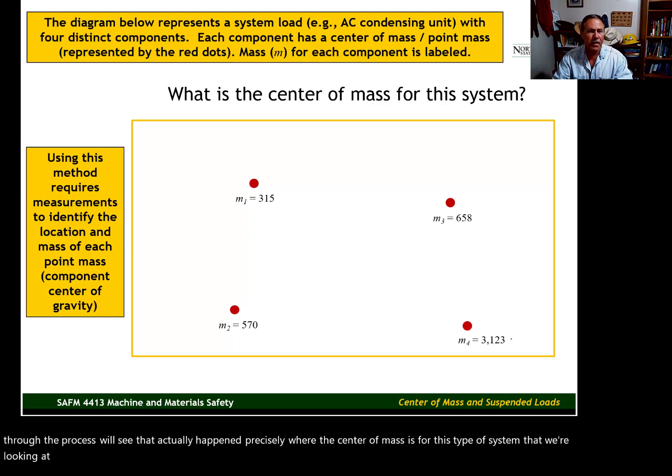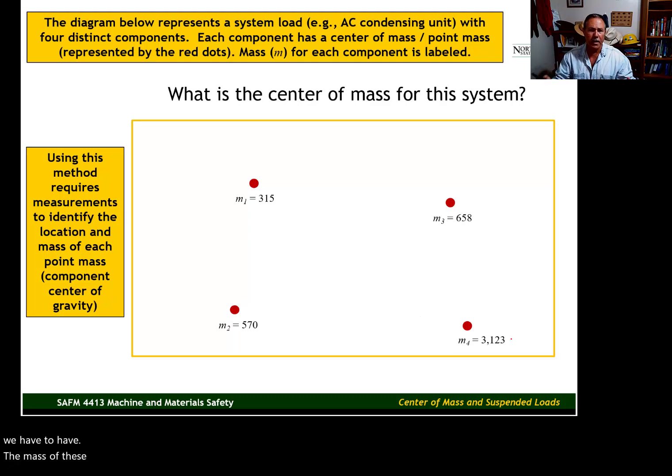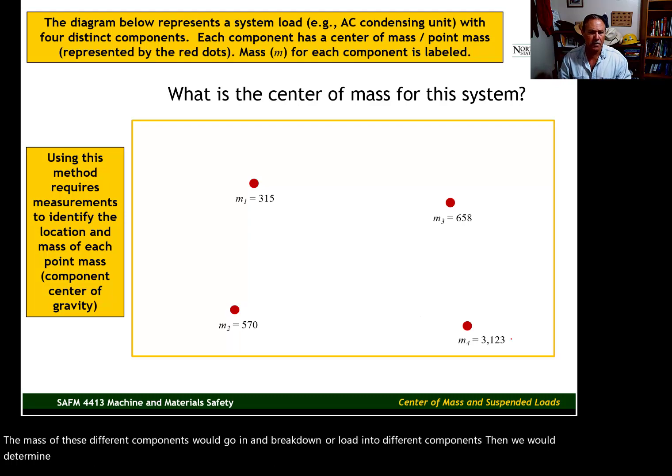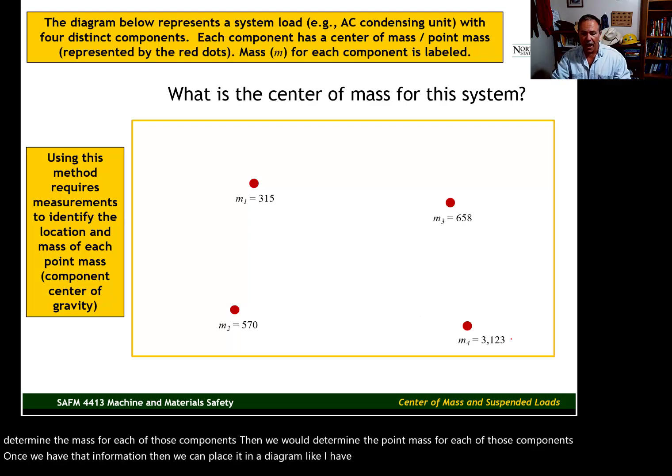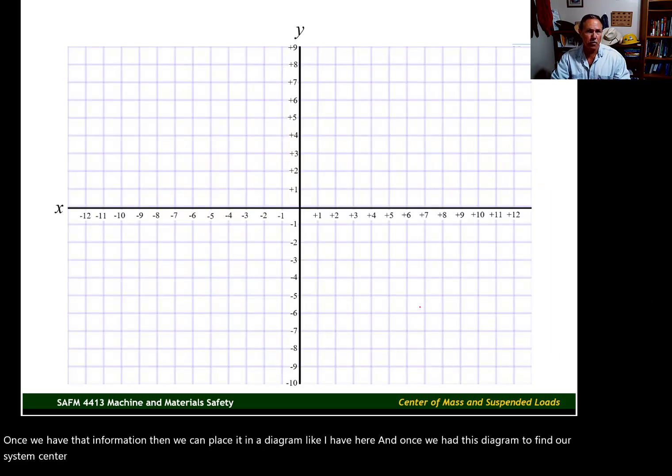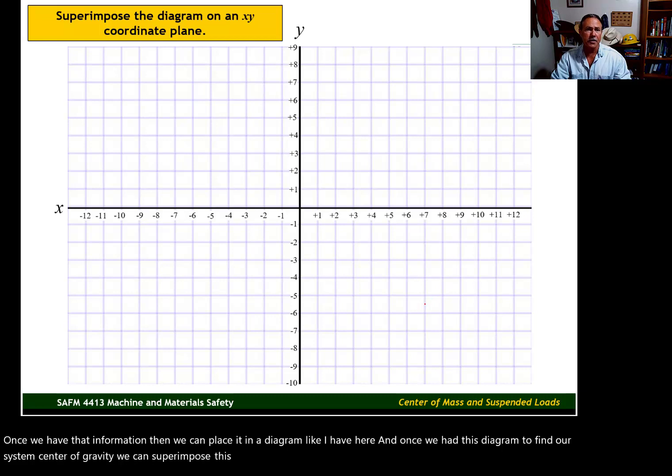Now, if we're using this method in the real world, before we can use this method, we have to have the information. We have to have the mass of these different components. We'd go in and break down our load into different components. Then we would determine the mass for each of those components. Then we would determine the point mass for each of those components. Once we have that information, then we can place it in a diagram like I have here. And once we have this diagram to find our system center of gravity, we can superimpose this diagram on an XY coordinate plane.